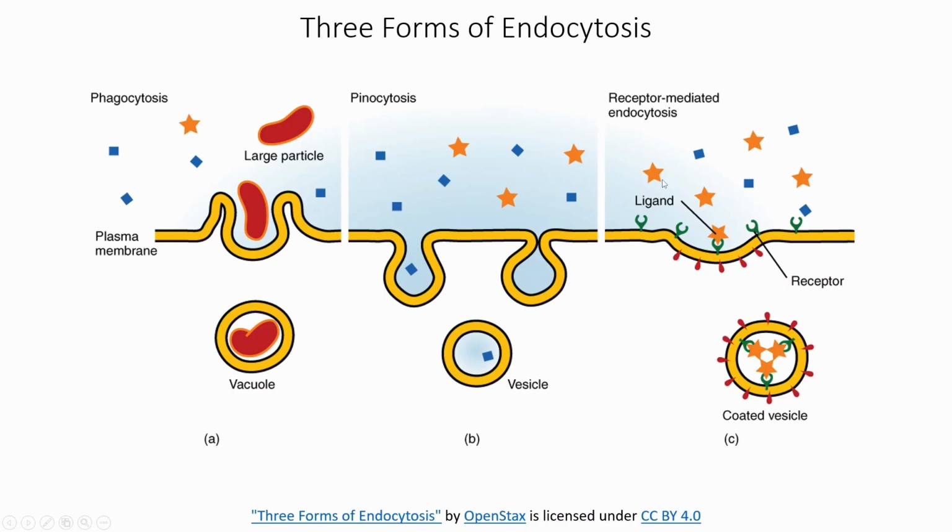So if we only want to bring in stars, in this case, and not the squares, we can use receptors that only bind with stars to then bind a bunch of stars to the receptors, and then again form that pocket, pinch it off, and bring it on the inside of our cell.